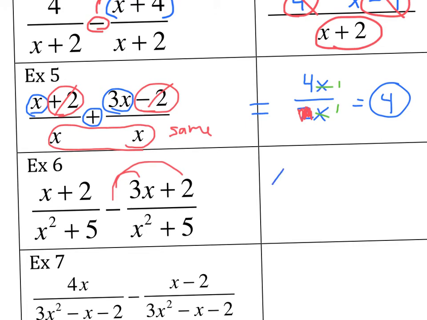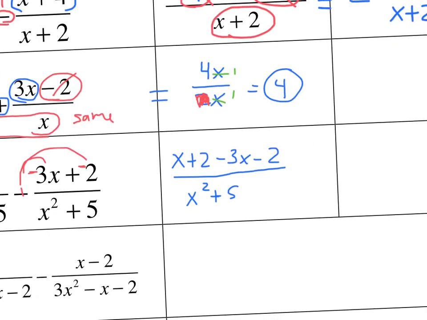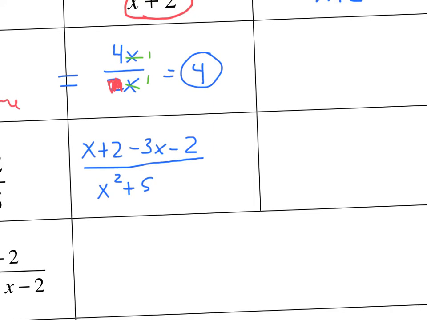So if I were to write it out, I would get x plus 2 minus 3x minus 2, because the negative goes here and also here. The denominator stays the same. Now, if I could factor the denominator, I would start to factor now, which I will in the next problem. Now I'm going to simplify where I can.